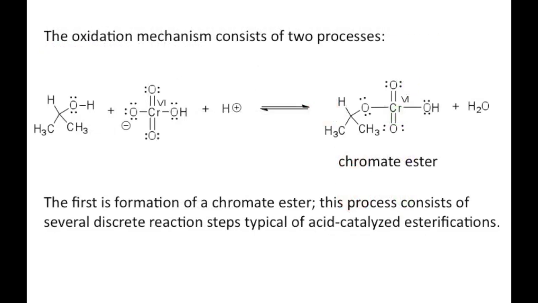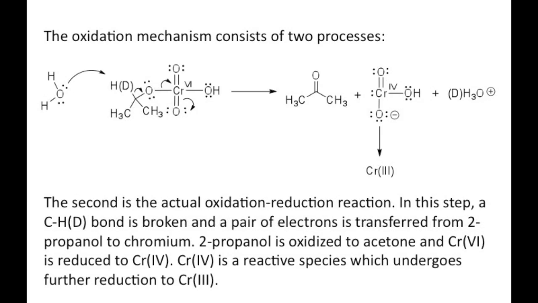The oxidation mechanism consists of 2 processes. The first is formation of a chromate ester. This process consists of several discrete reaction steps typical of acid-catalyzed esterifications. The second is the actual oxidation-reduction reaction. In this step, a C to H bond is broken and a pair of electrons is transferred from 2-propanol to chromium. 2-propanol is oxidized to acetone and chromium-6 is reduced to chromium-4. Chromium-4 is a reactive species, which undergoes further reduction to chromium-3.